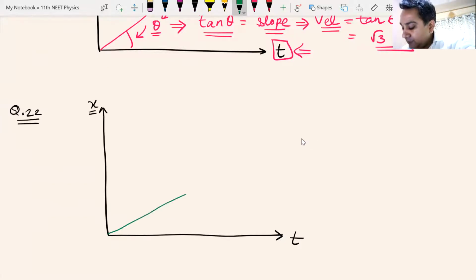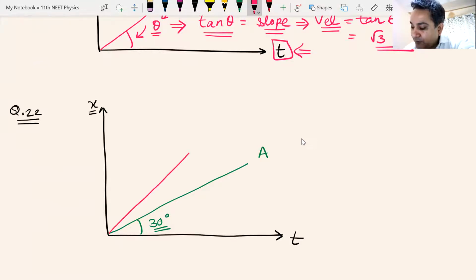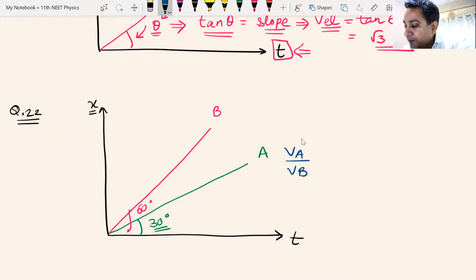This green one, let me say, represents the motion of body A. The graph is inclined at an angle of 30 degrees. The second one, let me draw it as pink, is B, and it is 60 degrees. We have to find the ratio of their velocities. So basically, we are supposed to find out velocity of A divided by velocity of B.